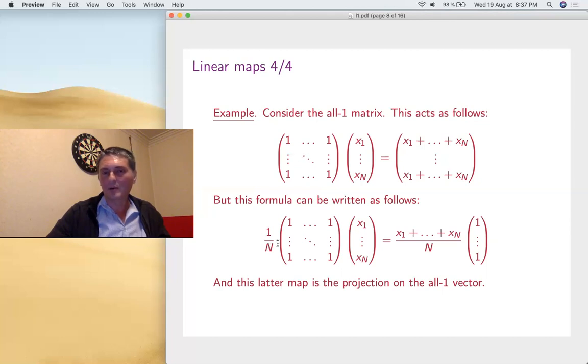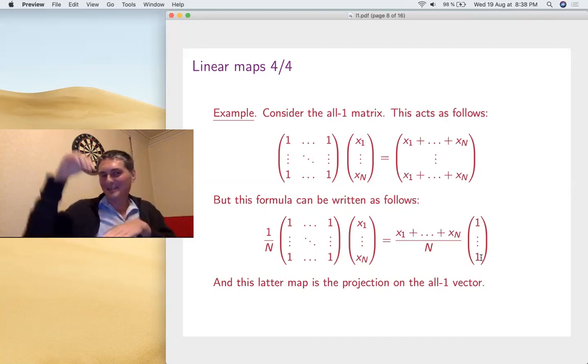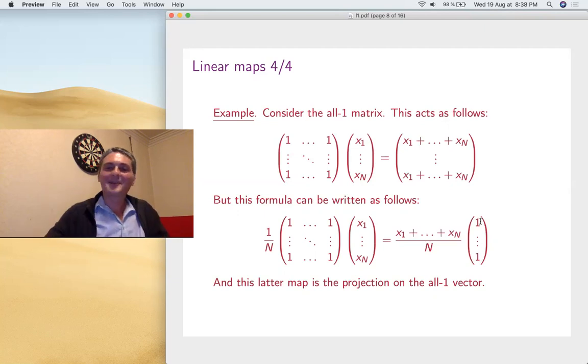Okay, so 1 over n times this vector is a multiple of the all-one vector, and the scalar is just the average of the numbers. So now my claim is that this is just a projection on this all-one vector, because the all-one vector goes to itself, and anything else you just average. Yeah, it's just a projection, okay, from 1, 1, 1.